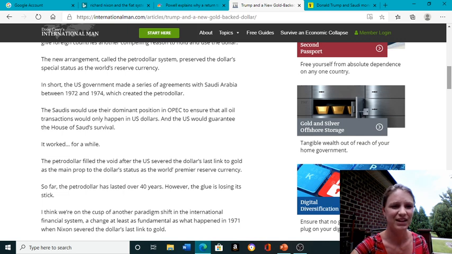The Saudis would use their dominant position in OPEC to ensure that all oil transactions would only happen in U.S. dollars, and the U.S. would guarantee the House of Saud's survival. So that means that they said you can only sell oil using the US dollar, and in exchange, our military will protect you. Okay, so who uses oil? The whole world, right? So that is how they maintained the need for the US dollar without it being backed by gold. All right, so it worked for a while.